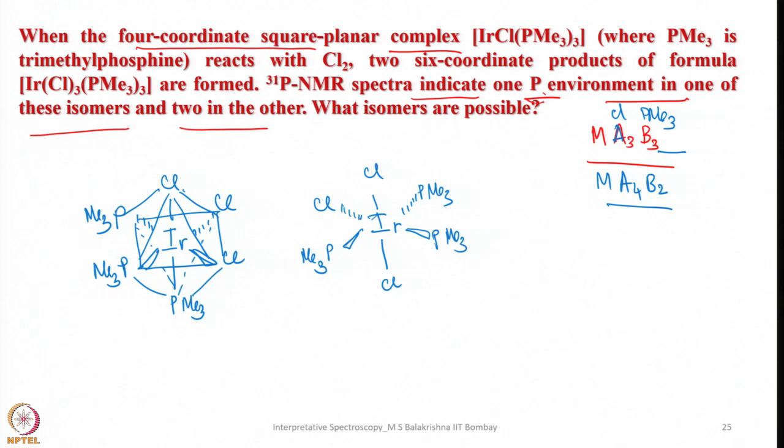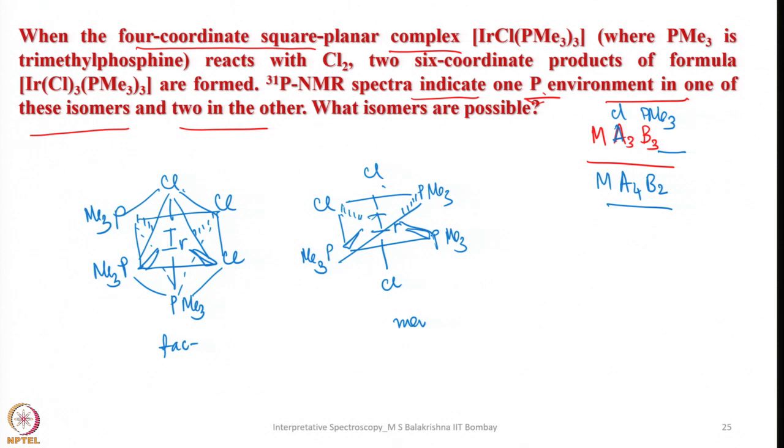So now we have two isomers. You can clearly distinguish them. In this one, all A's are on one face, so that all trimethylphosphines are on one face and all chlorines are on another face. So this is a facial isomer and this is meridional.